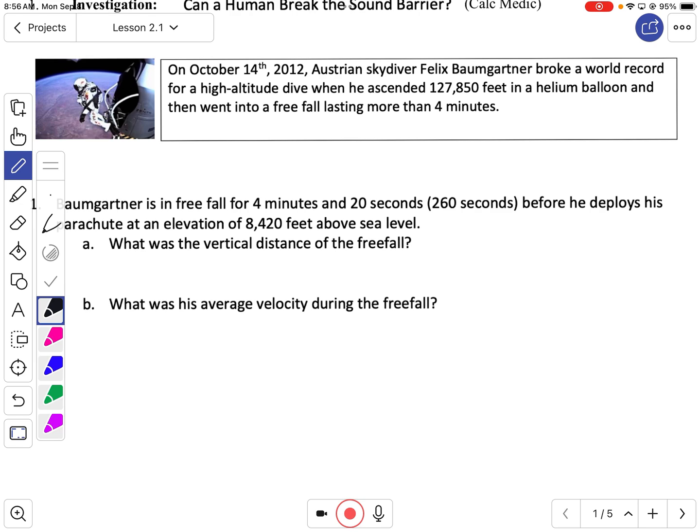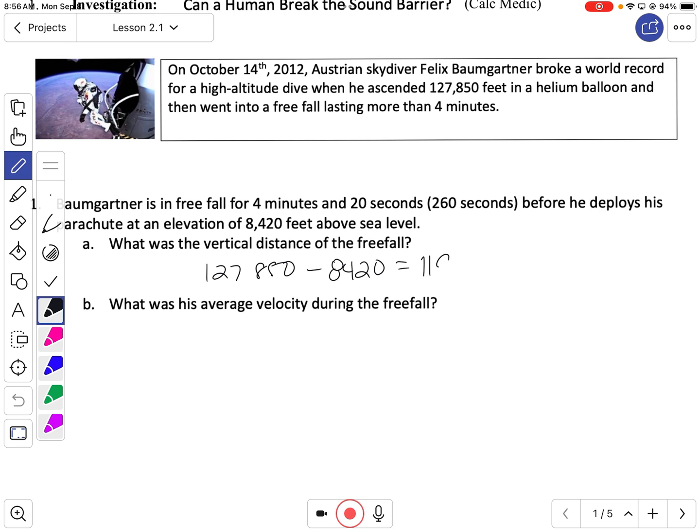Aiden, what did you do to find the vertical distance of his free fall? Take the 127,850 feet and subtract 8,420. Yep, that's exactly what we do.